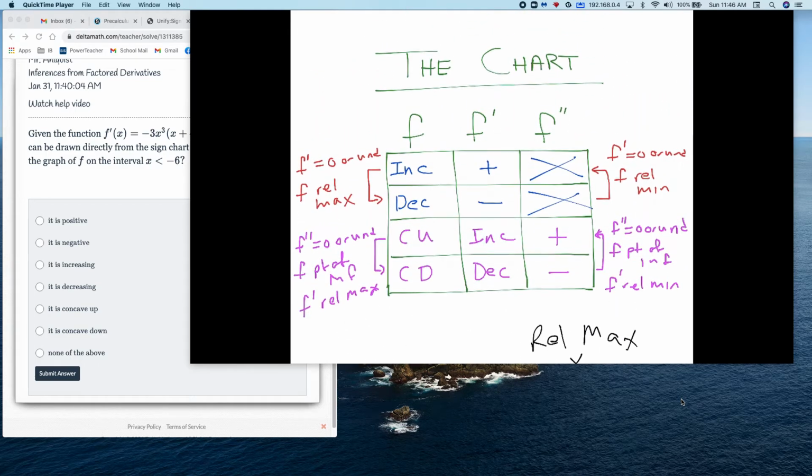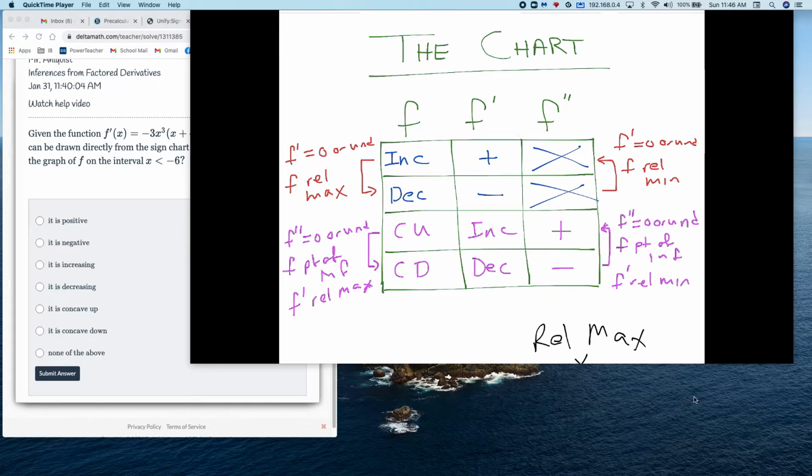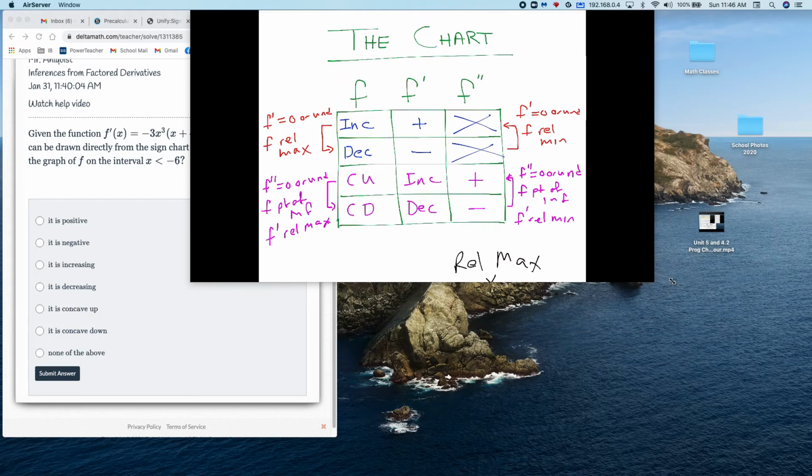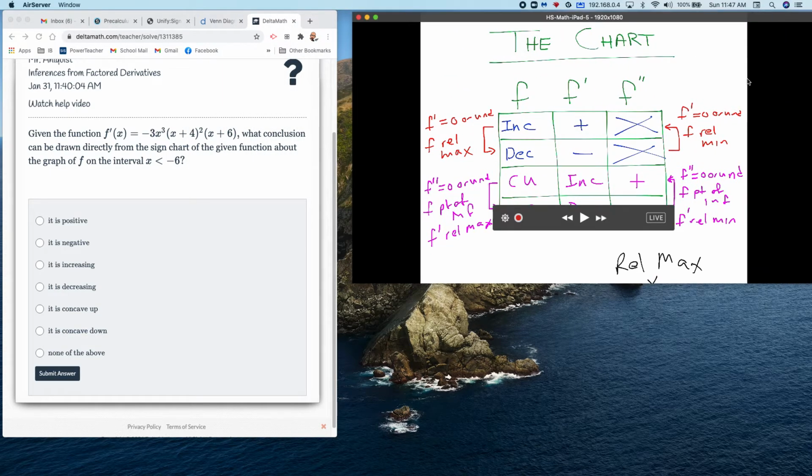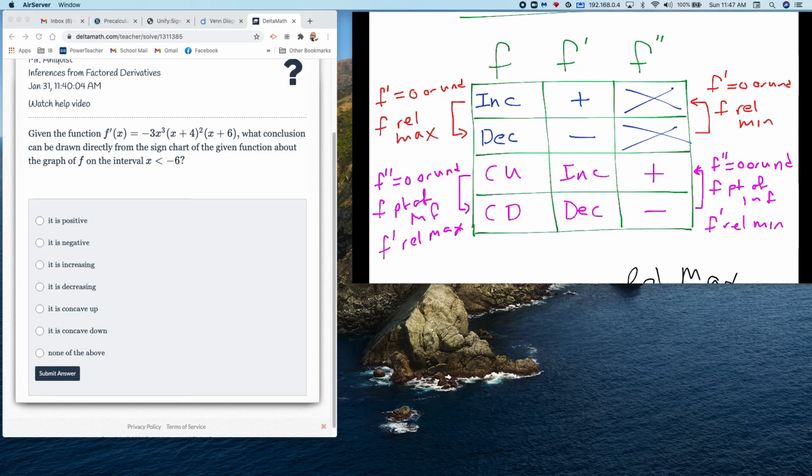So if you look at this chart, and if we keep that chart in our mind, I'm going to shrink this down, and I'm going to do a couple problems or talk through a couple problems with you on this. So take this chart right here, and I'll put it like that. Given the function f prime, so this is the derivative. So now we're given this middle column right here.